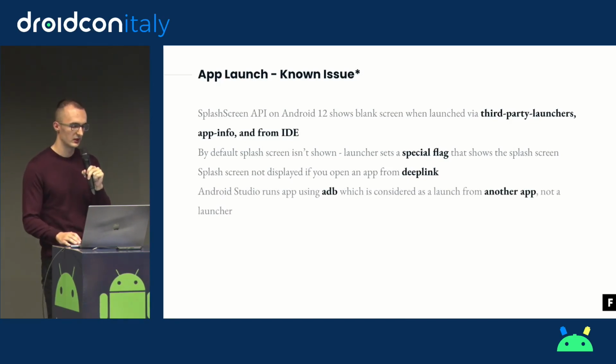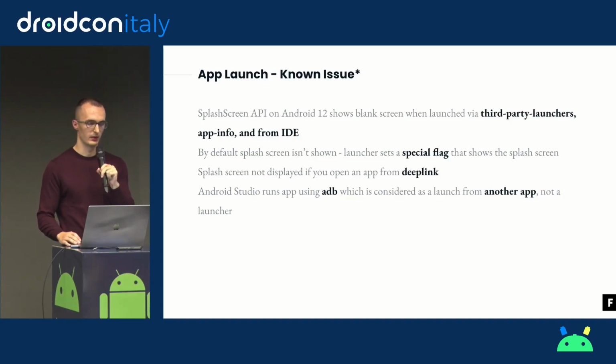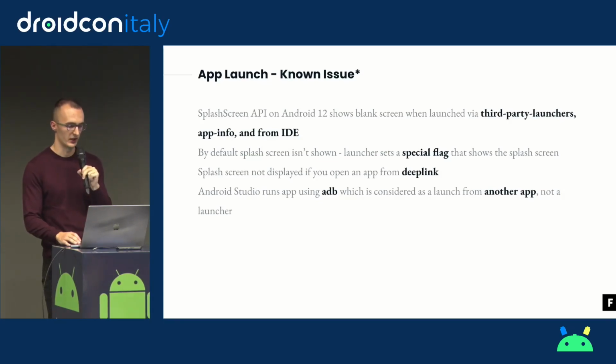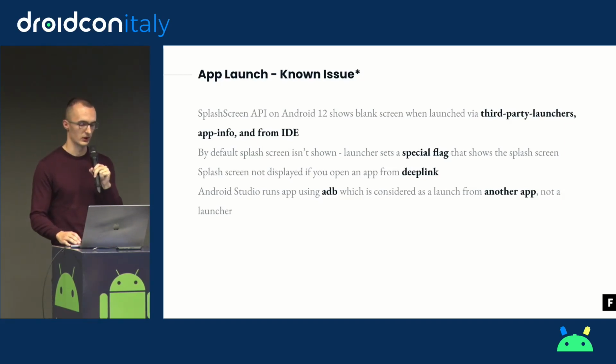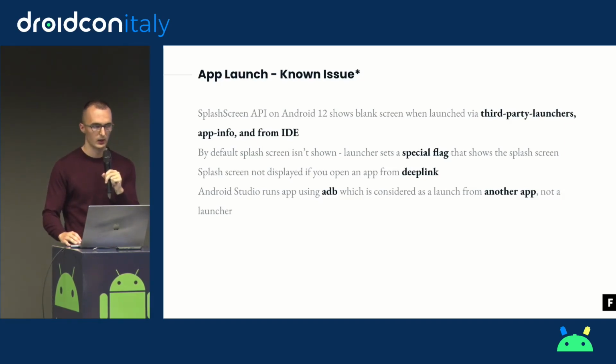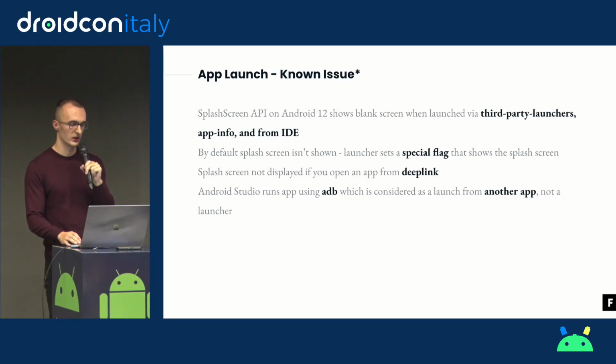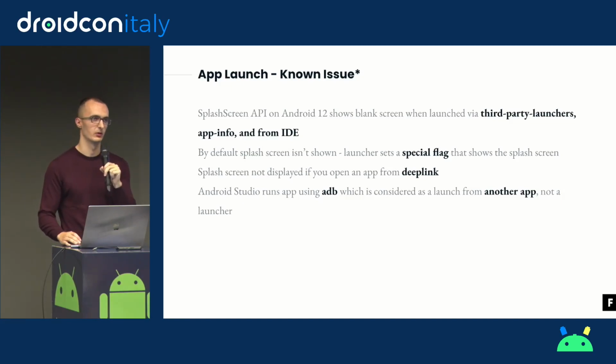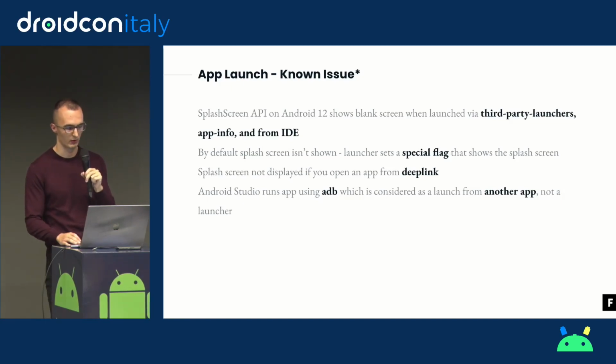Now, as we all know, Android Studio runs apps using ADB, so this is considered a launch from another app, not a launcher, and for this reason, we do not see a splash screen when launching our app from Android Studio. Now, there is an open issue for this on the issue tracker. It says that it's fixed and that it will be available in one of the upcoming versions, but for now, it's still not fixed.